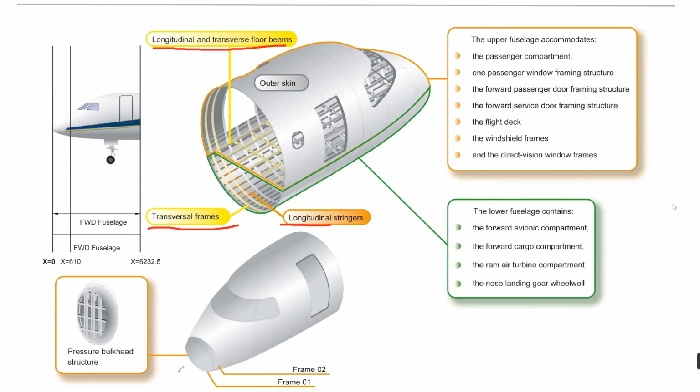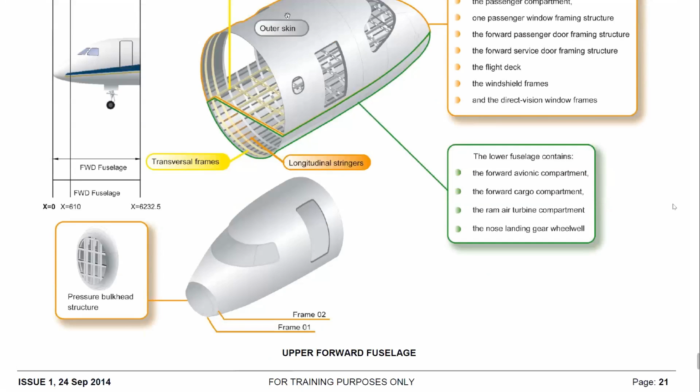And also on the forward fuselage we have the pressure bulkhead. I don't know if you remember, on the very first day I put attention on this. On this aircraft, frame number 1 is part of the unpressurized area. Frame number 2 is our forward pressure bulkhead. Okay, the forward pressure bulkhead.